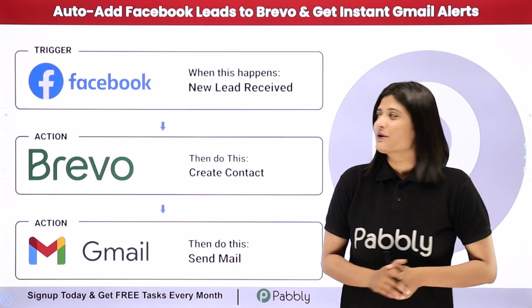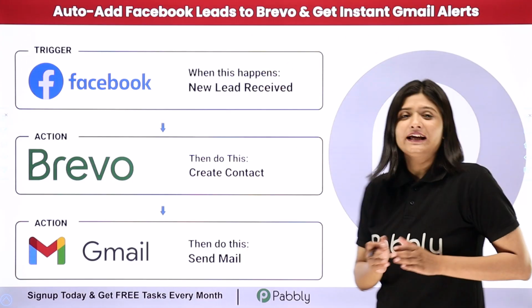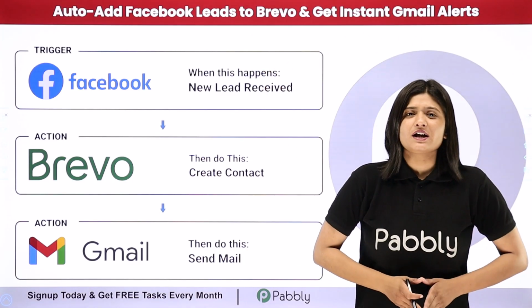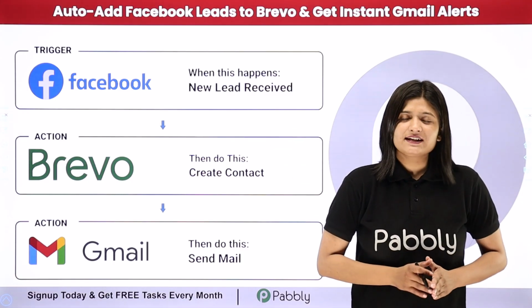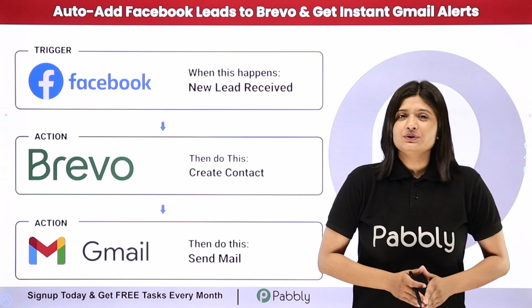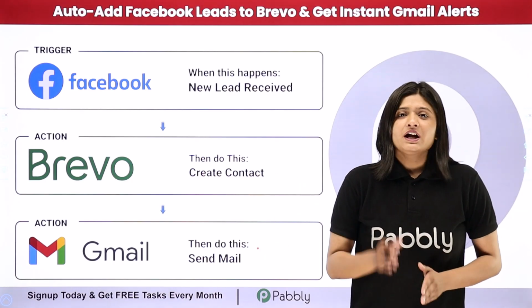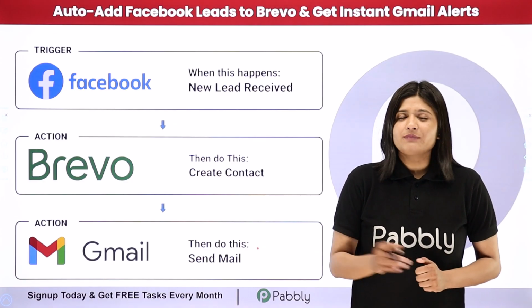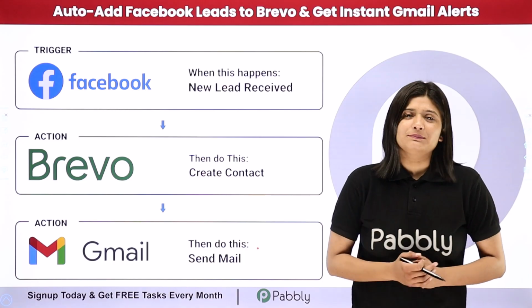In this video, we are going to learn how to add Facebook leads to Brevo and get instant Gmail alerts. So let's suppose I'm running an online business and I'm collecting all my leads using Facebook lead ads. I want that whenever I receive a new lead, I should create a contact in my Brevo and then send this lead a mail. Doing this manually will consume a lot of my time, and that's why I'm completely going to automate this entire process using Pabbly Connect.